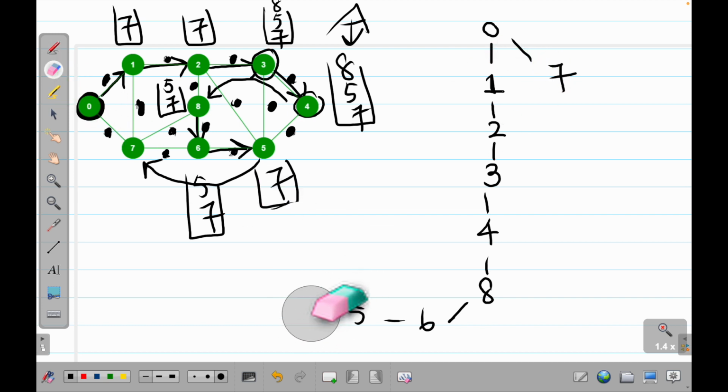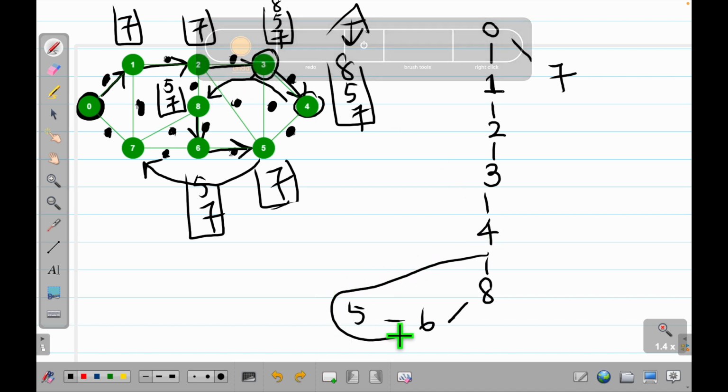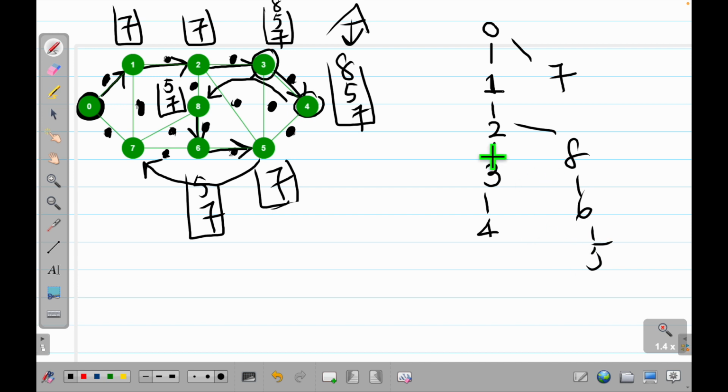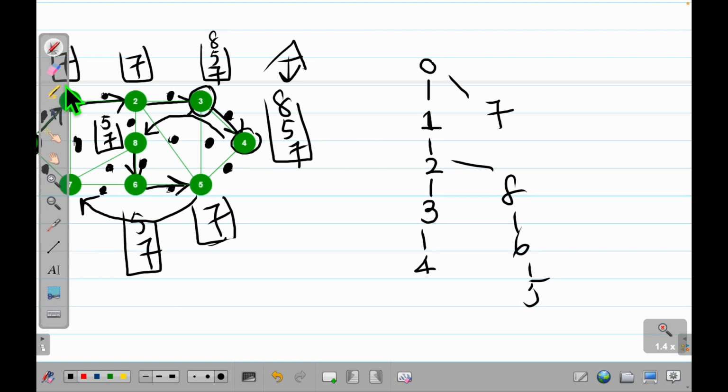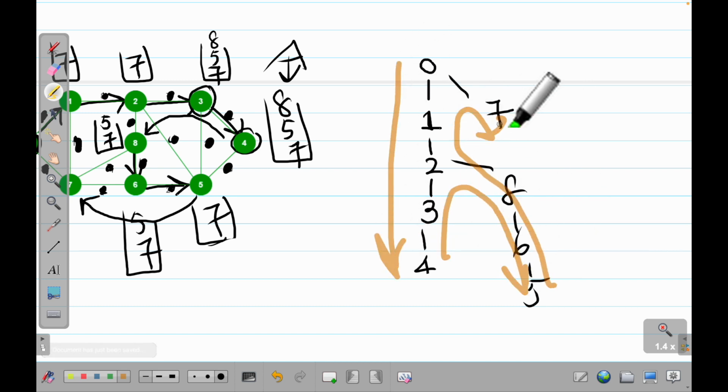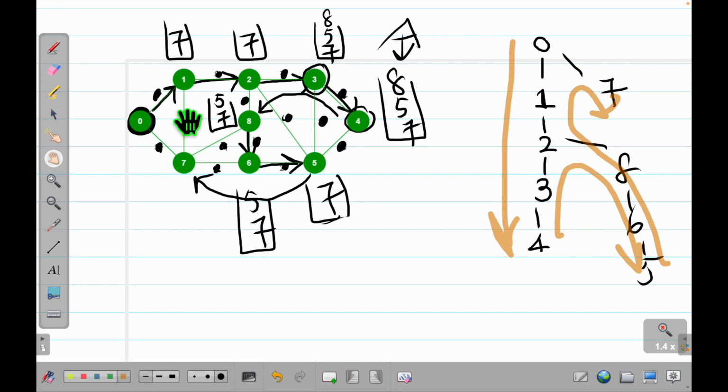Let's say I put the 7 here. Furthermore, if you compare with the graph, you see that 8, 6, 5 are also under 2, so this chunk can be moved under 2. So basically, you can draw a tree like this. And if you do DFS on a tree, you know it's going down, and then turn, and then turn. This gives you the same result as the DFS here.